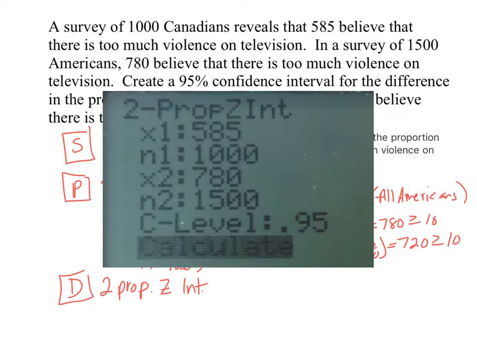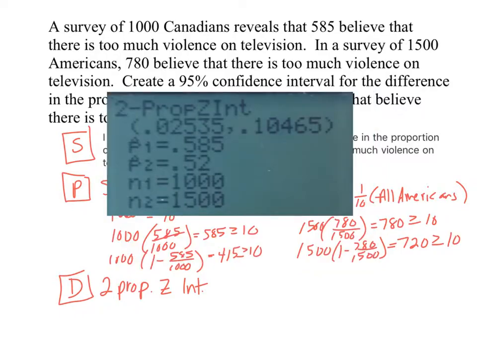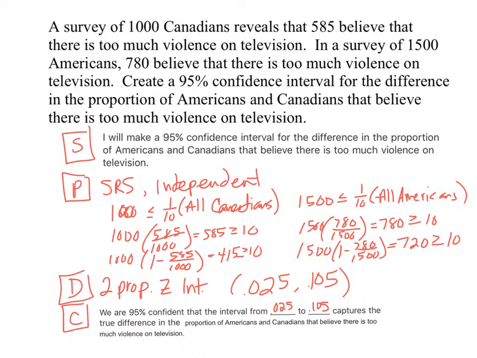All right, let's calculate. Here is our calculator output. So our interval is 0.025 and 0.105. So let's conclude. We are 95% confident that the interval from 0.025 to 0.105 captures the true difference in the proportion of Americans and Canadians that believe there's too much violence on television.